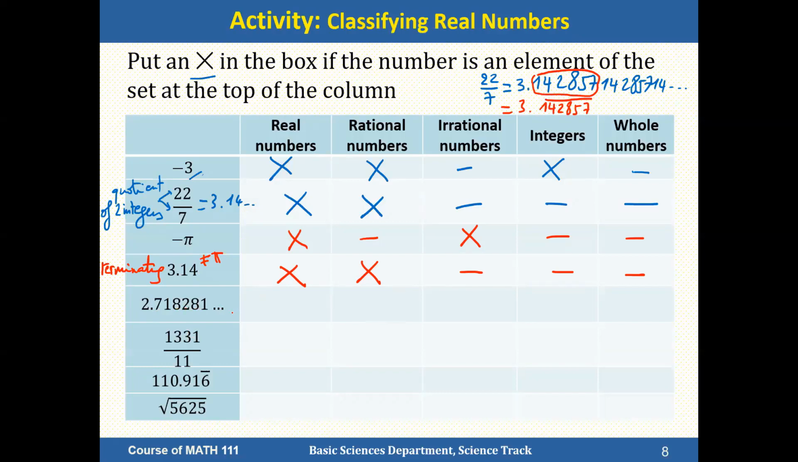2.718281... So this is neither terminating nor repeating. Then it's an irrational number. It's a real number.